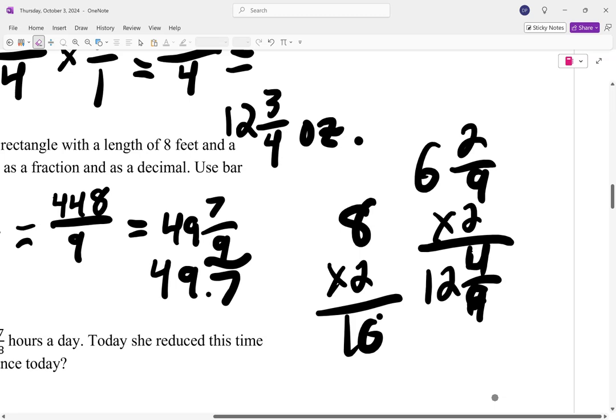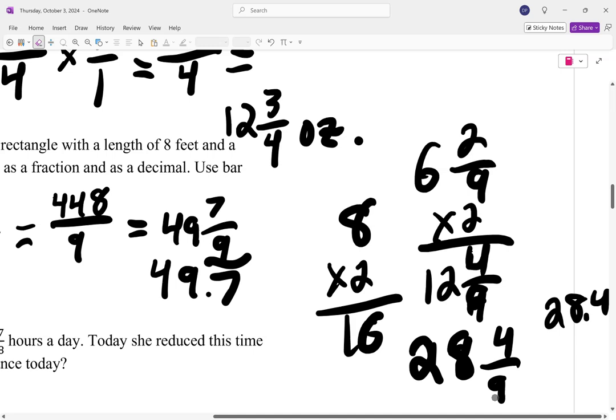Okay, cool. So 16 plus 12 is 28 and 4 ninths. And then 28.4 with a line over it. Okay, that's a lot of answers for one question.